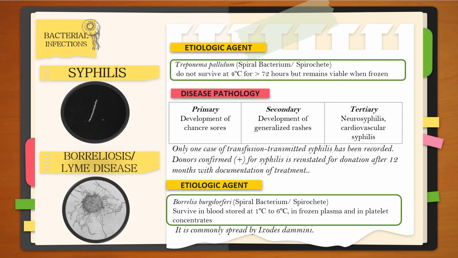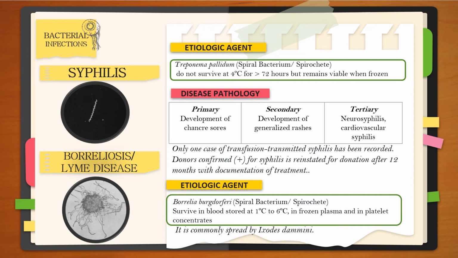And it presents three clinical stages. As for the primary stage, it demonstrates the development of chancre sores, while the secondary stage shows the development of generalized rashes. And the latent or tertiary stage of syphilis is clinically evidenced with neurosyphilis and cardiovascular syphilis, which is often the cause of mortality in individuals infected with syphilis.